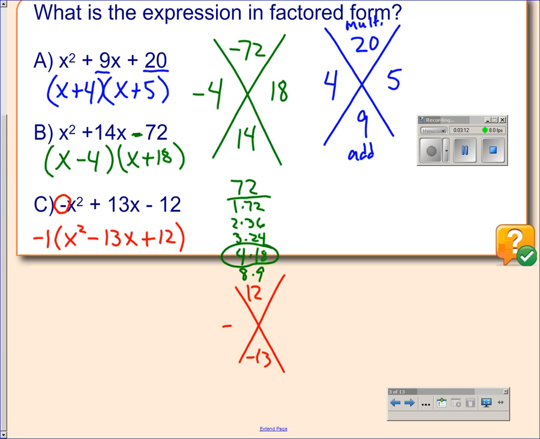So that would be negative 12 times negative 1 is positive 12, but that adds up to make negative 13. The negative 1 is part of our answer, and our factors are x minus 12 and x minus 1. You do not have to write the 1 on the front here. You can just leave it as a negative, so this would work as well.